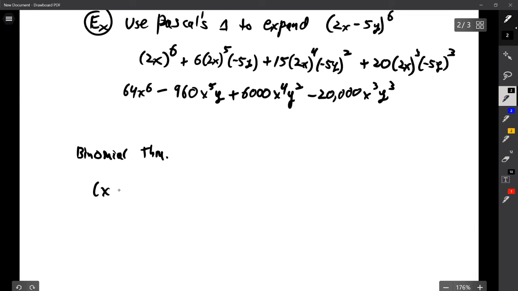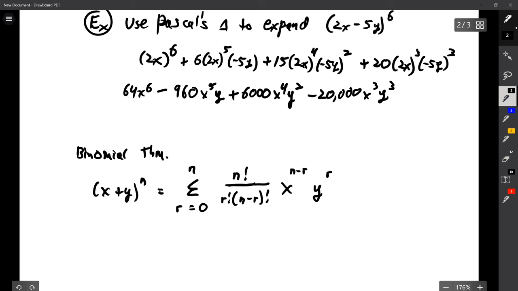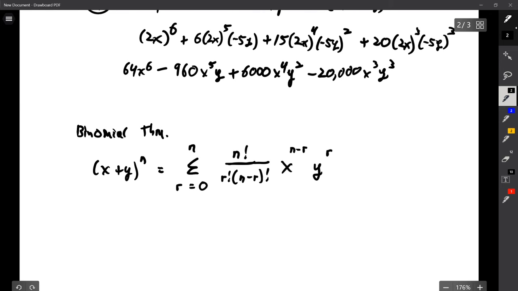It would look like this: x plus y to the nth power is equal to the sum from r equals 0 to n of n factorial over r factorial times n minus r factorial, and we have an x to the n minus r, y to the rth. All right. It might look kind of daunting, but it's not that bad.